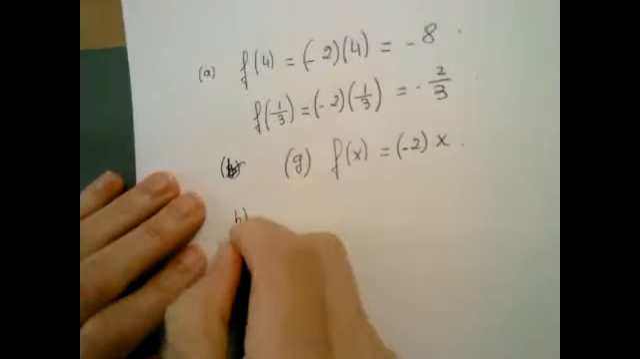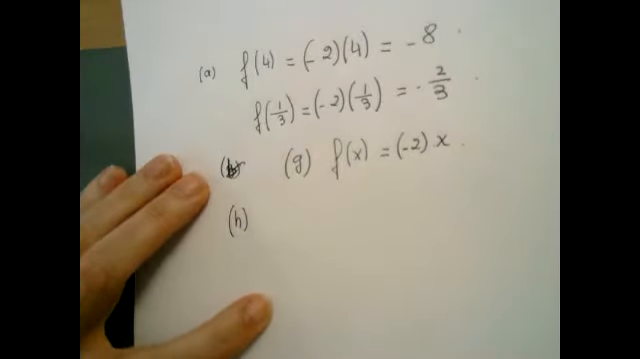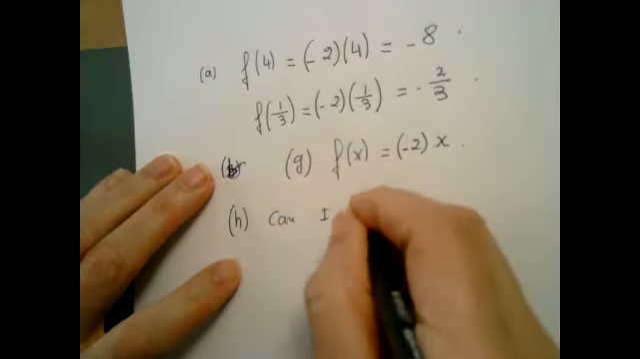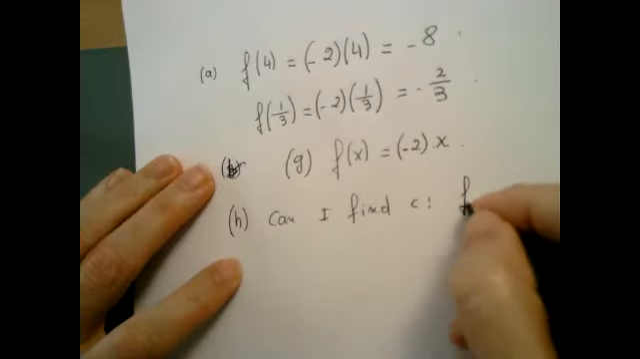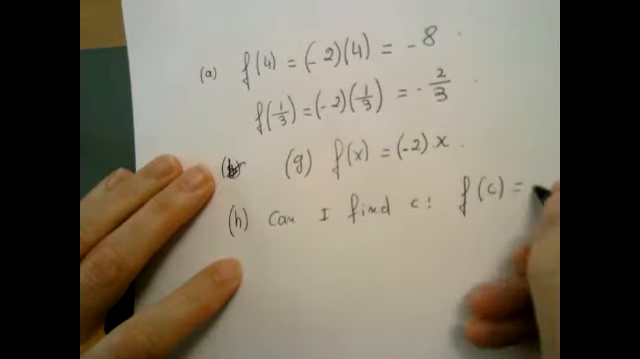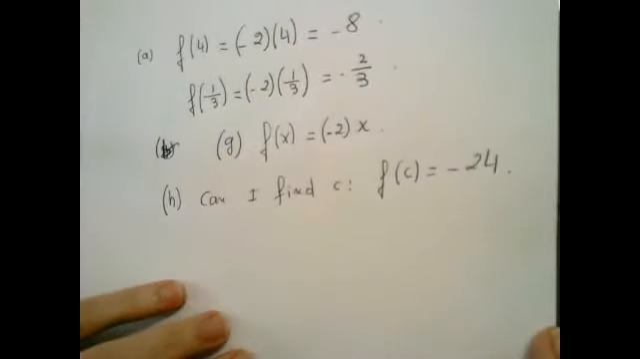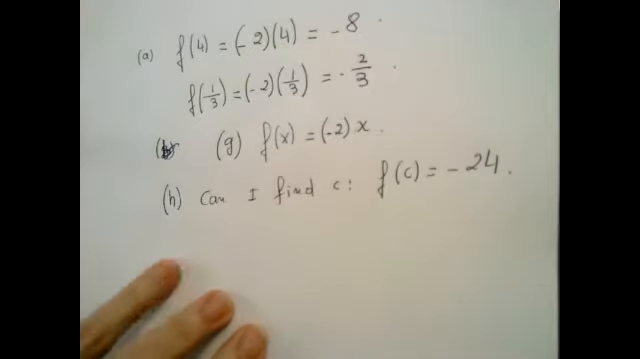And then the question is, H. Is there a number such that F of C is -24? The question is, can I find C such that F of C is -24? What are they asking about? I will address those issues later on, those who are asking me about the problems. All right. Can I find C that F of C equals -24?